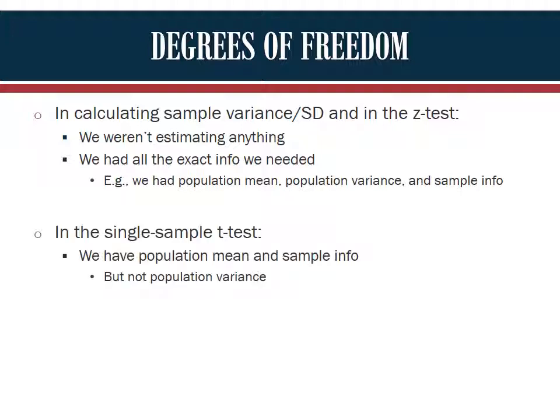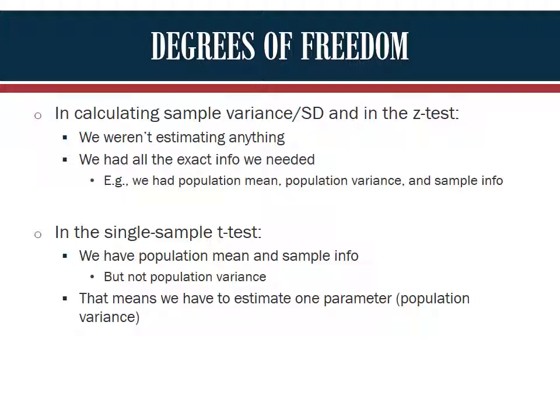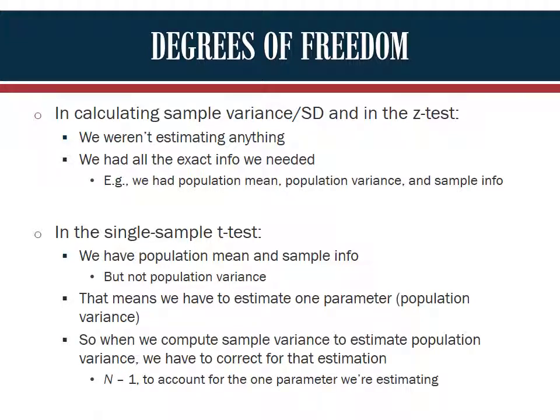We had it all. In the single sample t-test, we have the population mean and we have the sample information, but it's no longer the case that we have all the exact information we need because we don't have population variance. So that means that we have to estimate one parameter, so to speak. We have to estimate one thing in our test, and that's population variance. So we are estimating something now. We don't have population variance, we're estimating it. That means we're estimating one parameter. So when we compute sample variance to estimate population variance, we have to correct for that estimation. That's why we do that n-1 to account for the one parameter we're estimating, and that one parameter is population variance. So hence why we have n-1, not n-2, not n-5, but n-1 for that one parameter we're estimating.